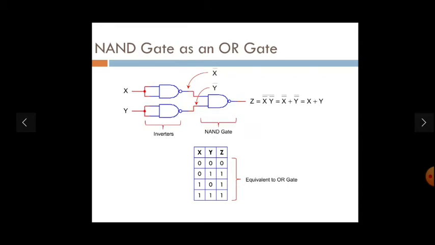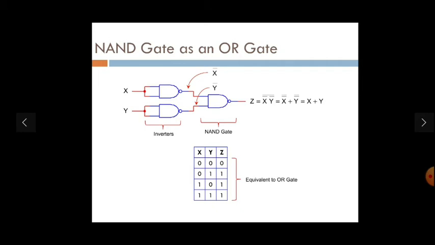Now see the NAND gate as an OR gate. Logic circuit of OR gate from NAND gate is shown in this figure. See the truth table. Okay. When X and Y both are 0, output Z is 0. When X is 0, Y is 1, output is 1.